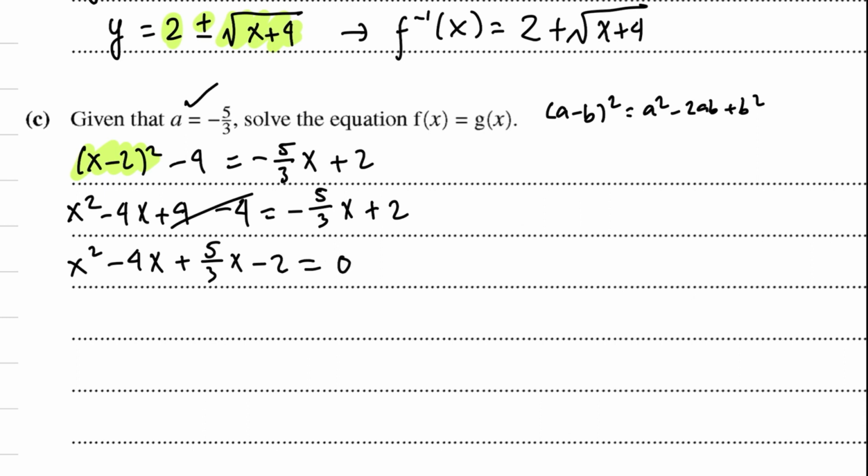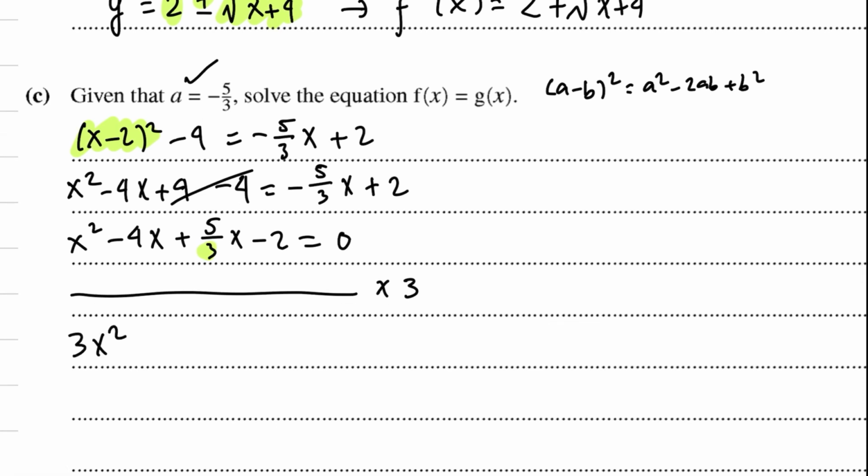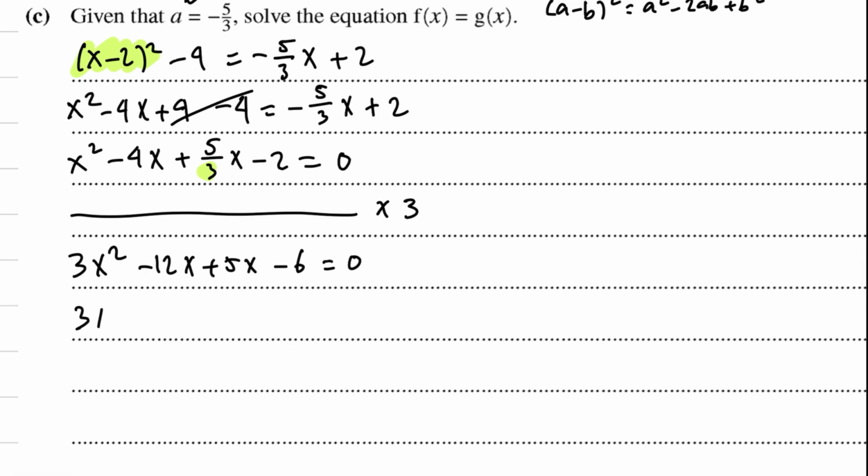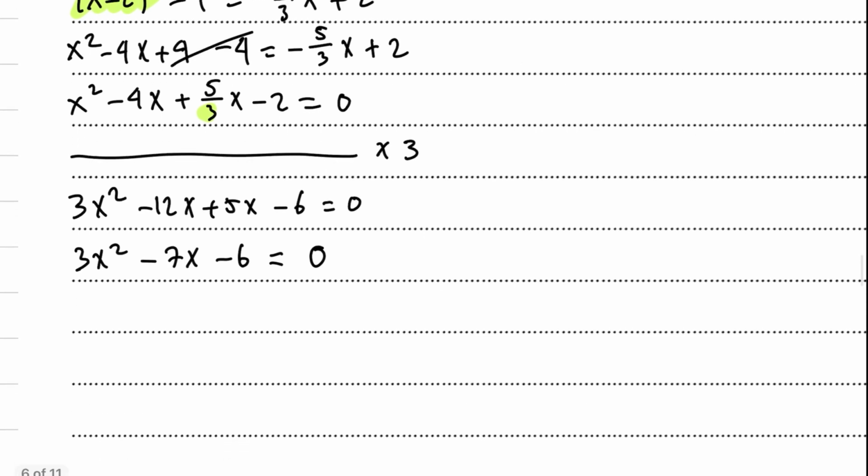From here, maybe you want to eliminate the denominator, so we multiply both sides by 3 because 3 is our denominator. So you will have 3x squared minus 12x plus 5x minus 6 equals 0. From here, we simplify a little bit, so you will get 3x squared minus 7x minus 6 equals 0. From here, you can do any method that you want: factorization, quadratic formula, or completing the square, but the easiest one is factorization.